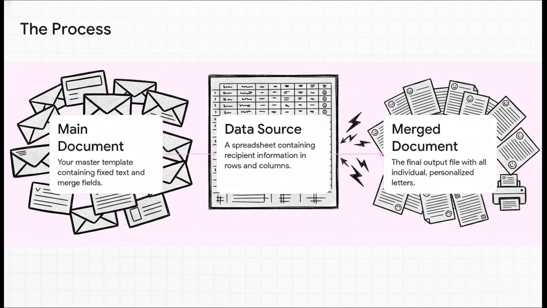Next, you have the data source. This is basically your list. It's got all the unique information for each person. And finally, the magic happens, and you get the merge document. This is your final output, all those personalized letters all ready to go.